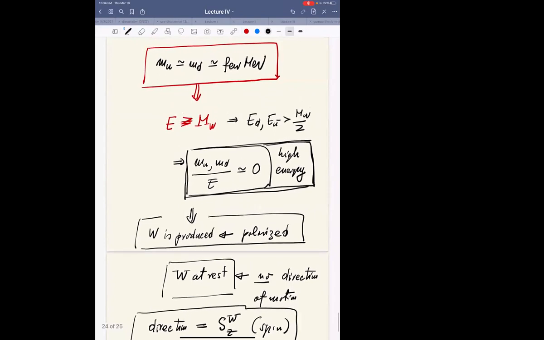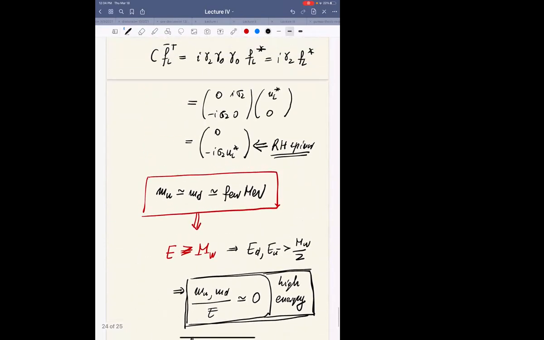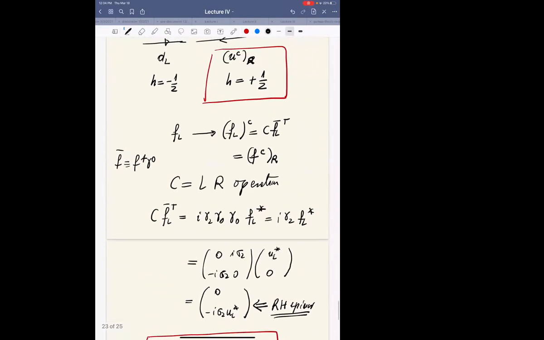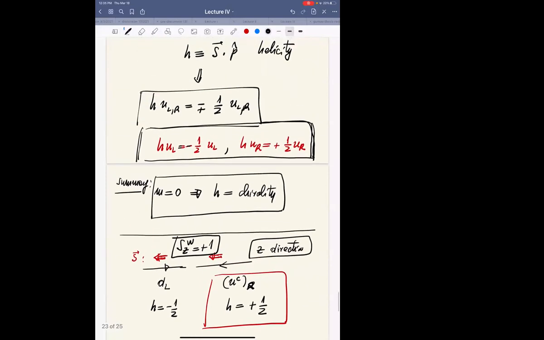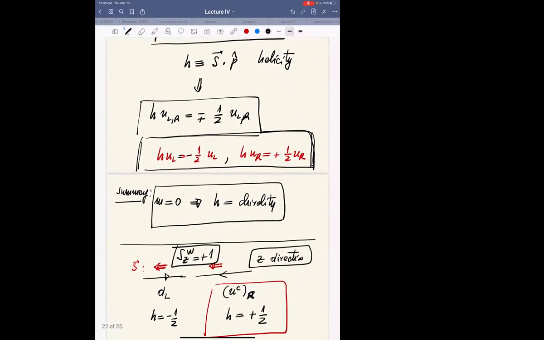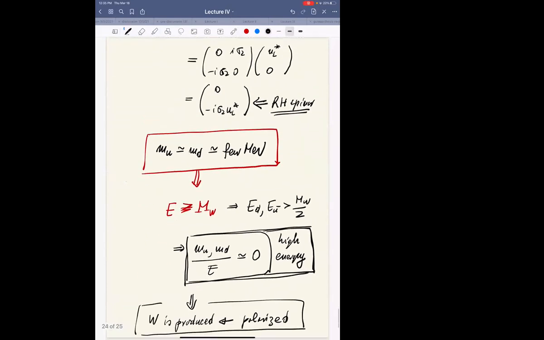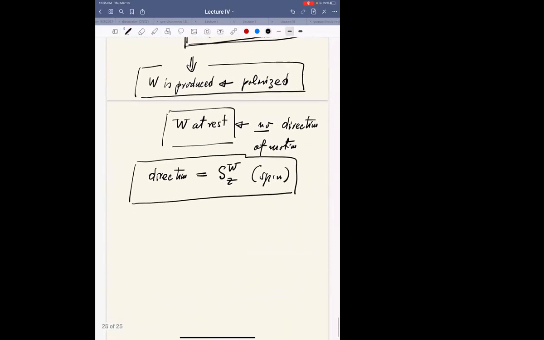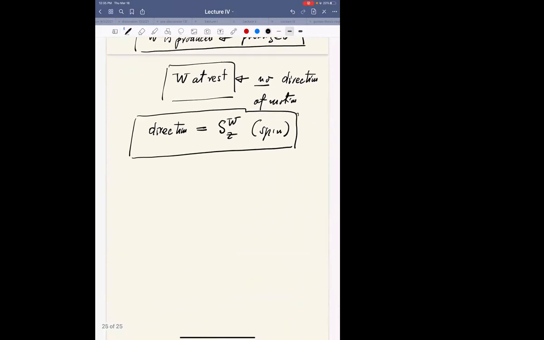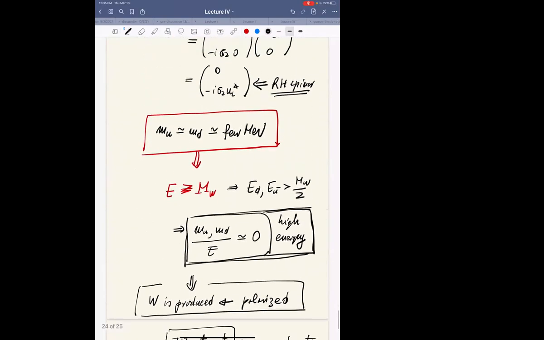This will enable us to check manifestly whether parity is violated or not. Any question here? This is very important, this part, physically.